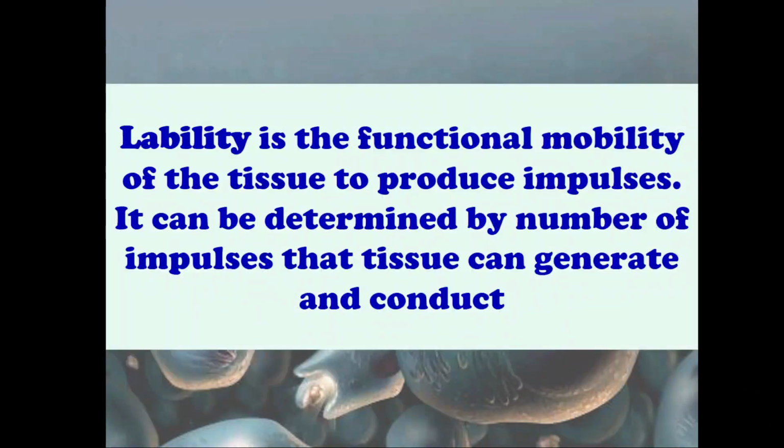Lability. Lability is the functional mobility of the tissue to produce impulses. Simply speaking, it can be determined by the number of nerve impulses that are generated by the excitable tissue per unit of time. How many impulses are generated and then conducted. Based on this property, nervous tissue and muscular tissue are characterized by much higher lability. The lability of nervous tissue ranges between 1,000 to 3,000 to 4,000 hertz. The units of lability are hertz. While muscular tissue lability is much lower. It stays around several hundred hertz, so 200 to 300 hertz.